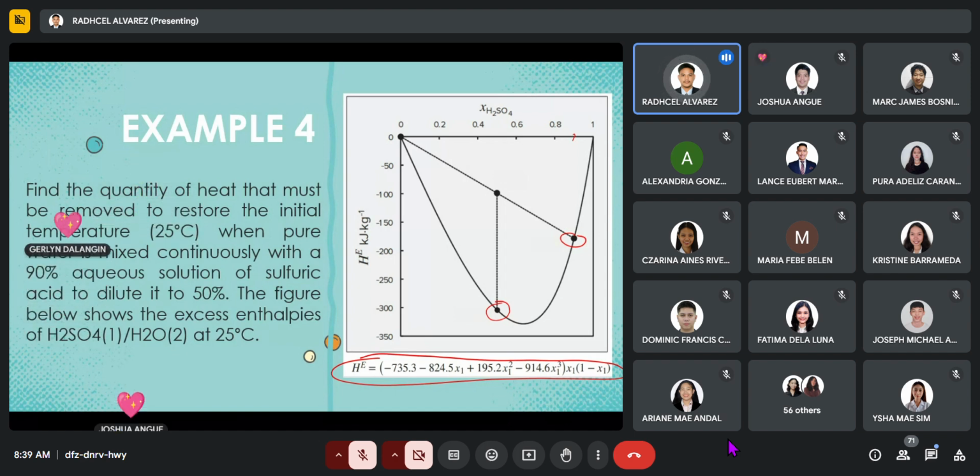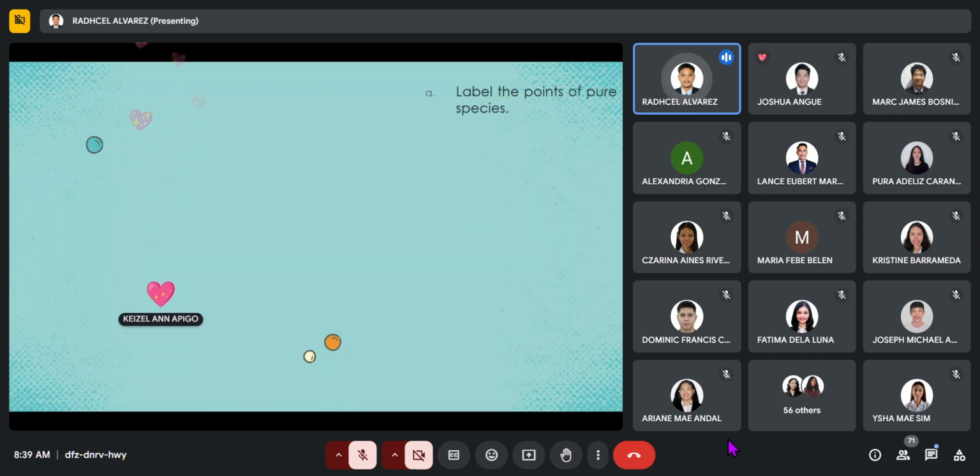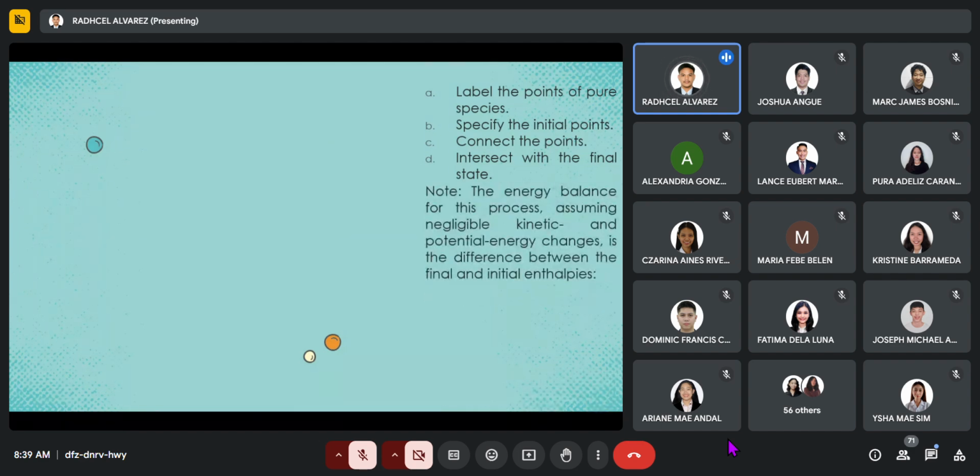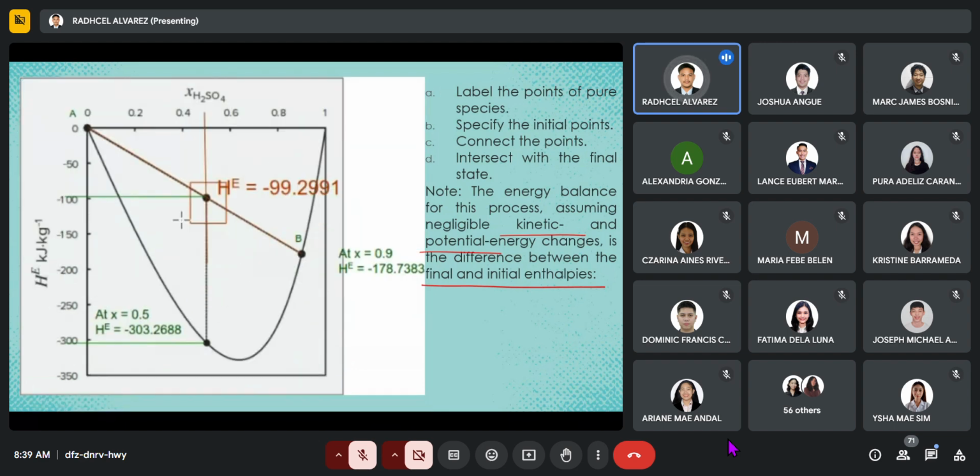Okay. Thank you. So, I'm going to proceed with my presentation. So, simulan na natin ang gagawin. So, una, ilalabel natin ang points of your species. So, ganito yung ginawa natin kanina. So, ilalabel yung points ng pure species, specify yung initial points, i-connect yung mga points, and then i-intersect ng final state. Tapos, may nakanote dito, the energy balance for this process assuming negligible kinetic and potential energy. Since wala namang nabanggit about kinetic and potential energy sa ating given, is just the difference between your final and initial enthalpies. So, tingnan natin yung graph.